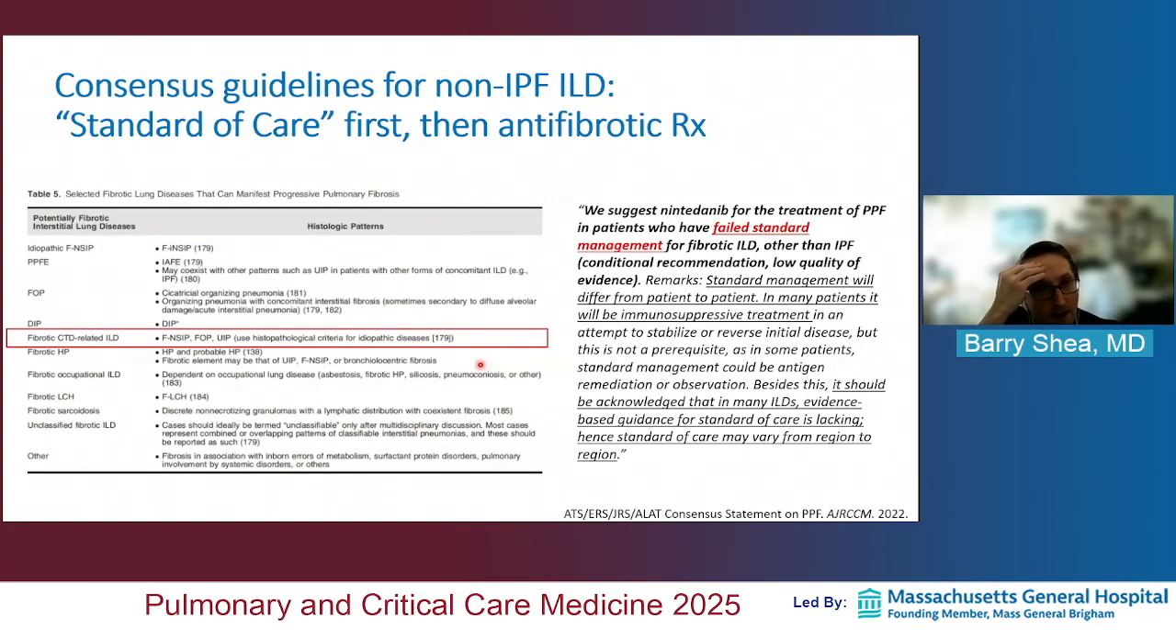And then around the same time, the International Respiratory Societies came out with this consensus statement on progressive pulmonary fibrosis, and I think gave a similar message about connective tissue disease ILD, in addition to other progressive fibrotic interstitial lung diseases. This is for non-IPF ILD, and their recommendations are that nintedanib or antifibrotic therapy should be reserved for patients with progressive pulmonary fibrosis, including the CTD ILDs, who fail standard management. And they acknowledge that standard management can differ from patient to patient. In many cases, it'll be immunosuppressive therapy.